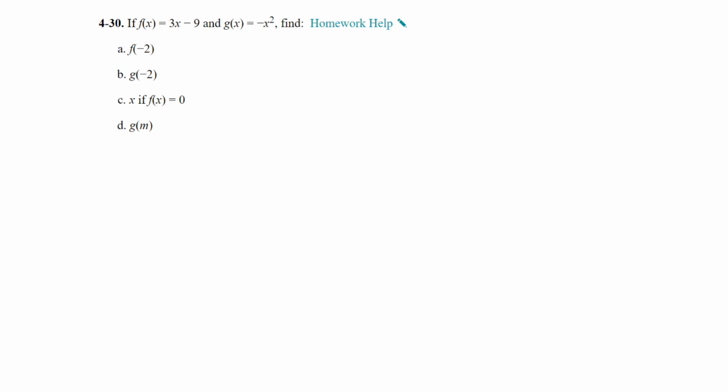And then on the last question, number 30, if f of x is equal to 3x minus 9 and g of x is equal to negative x squared, find each of these. So pay attention to which function you're supposed to be plugging it into. So for a, you're plugging it into the first function, f of x. So we're looking for f of negative 2. So you would say 3 times negative 2 minus 9, which is equal to negative 6 minus 9, and that is negative 15. Remember what that means. When x is negative 2, y is negative 15. So you have an input and an output there.